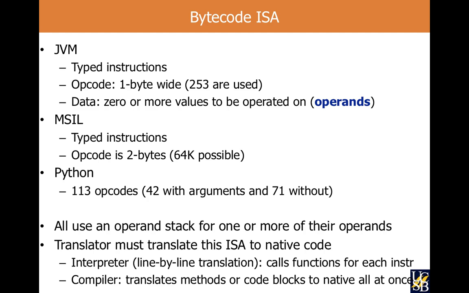The translator must translate this virtual machine model to the native code line by line or multiple lines at once. And we'll talk about that translation process to get it out of the stack-based machine and onto a physical machine, which usually is a register-based machine. And that's called translation, interpretation, or compilation. And we'll talk about that in later classes.